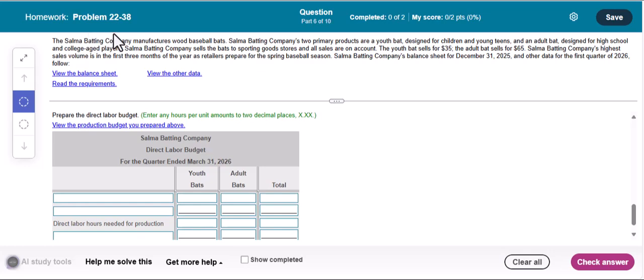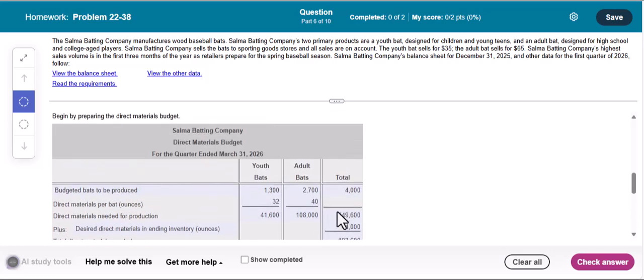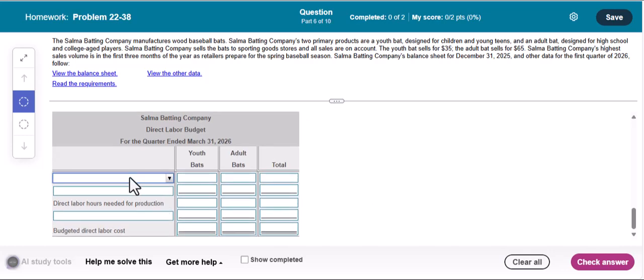Problem 22-38, Part 4. So we are going to be preparing the direct labor budget. If we scroll back up to our direct materials budget, we know we're going to have to make 1,300 youth bats and 2,700 adult bats. So that's budgeted bats to be produced, and that is going to be brought down to our first line here in the direct labor budget. So let's go ahead and input that.